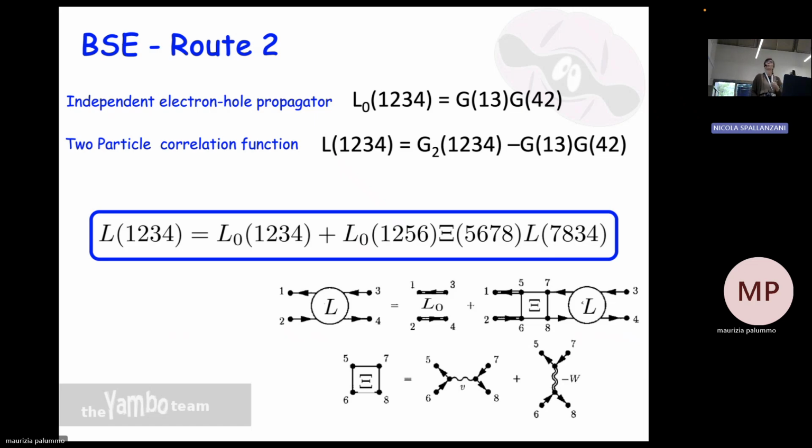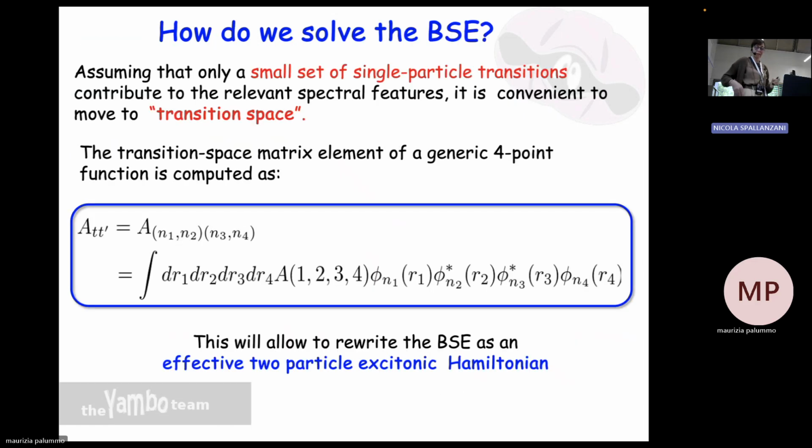We can define the equation for the two-particle correlation function. Formally, this is the two-particle Green function minus the uncorrelated propagator for the electron and hole. And in the end, diagrammatically, it is exactly the same. So we have this L, L0, that is the independent particle propagator, and then we have again the kernel, given by these two terms. Note that the indices are not the same. So now, this is the equation.